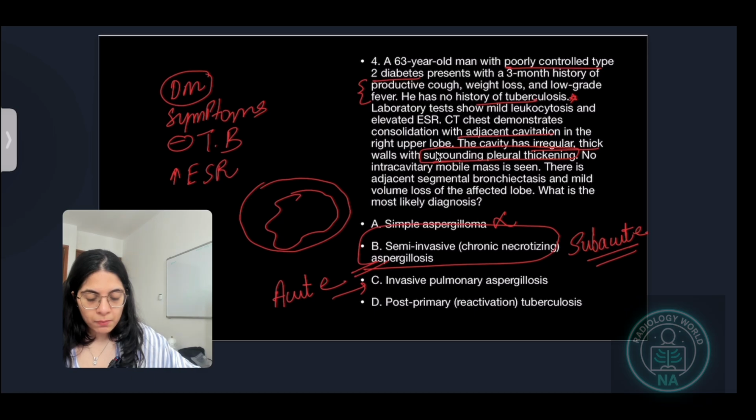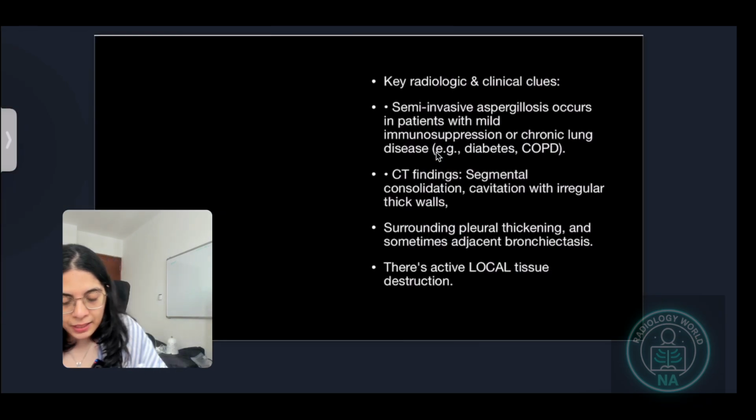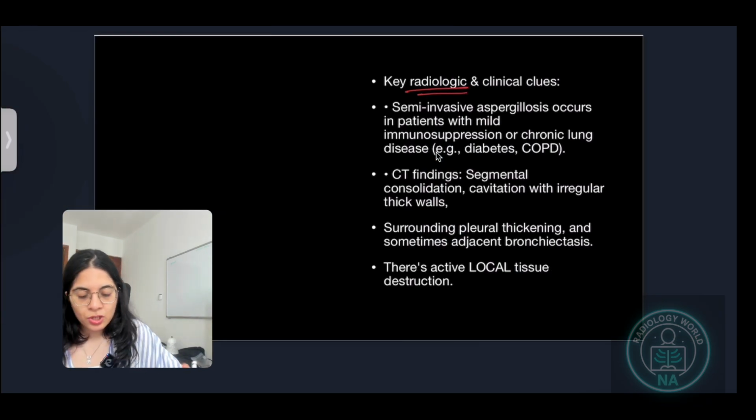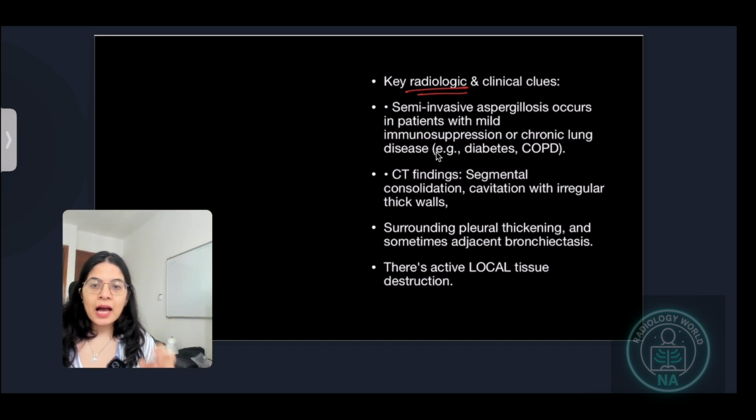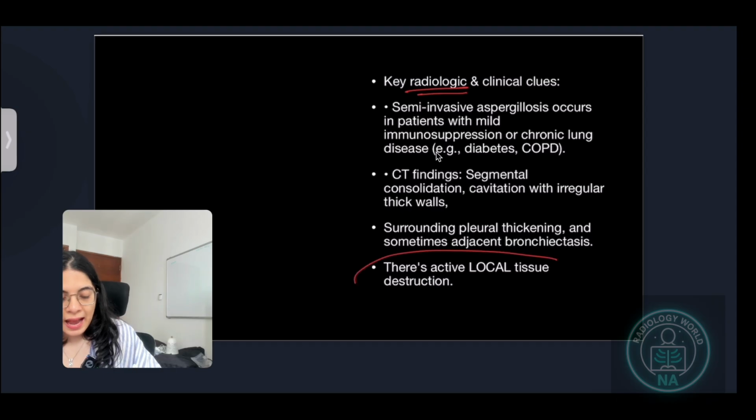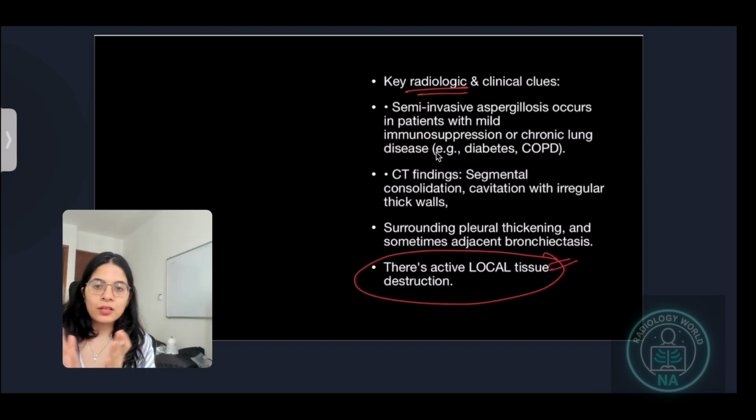Why is it not post-primary or reactivation TB? The patient has no history of TB, so you rule that out as well. So your best answer over here is semi-invasive or chronic necrotizing aspergillosis. If you see the key radiological findings, semi-invasive aspergillosis occurs in patients with mild immunosuppression or a chronic lung disease, such as diabetes or COPD. CT findings show segmental consolidation, cavitation and irregular thick walls. There is surrounding pleural thickening and sometimes adjacent bronchiectasis. Another important key point is that there is active local tissue destruction, either in the form of cavitation or very massive consolidation.